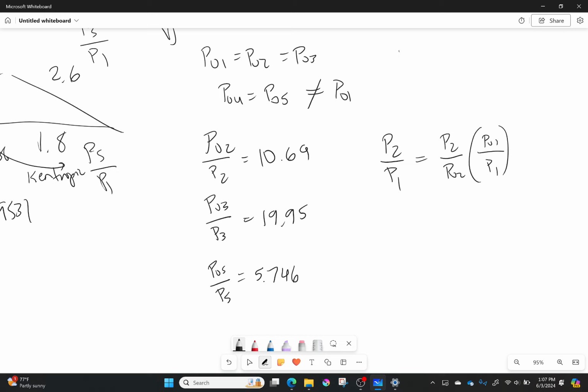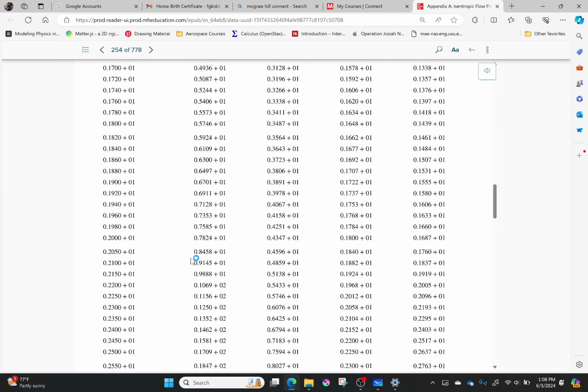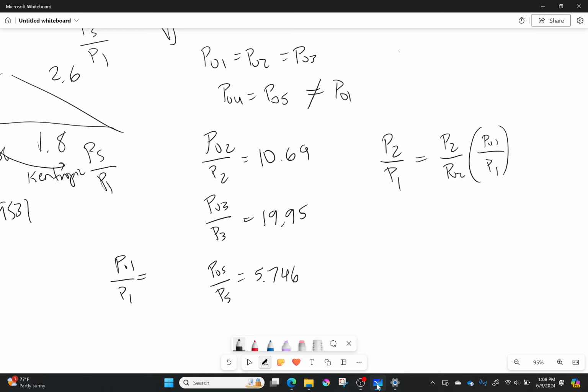So one other value to grab. P01 over P1, that's for a Mach number of 2. So Mach number 2 is right here. That would be 7.824, right there. That's the value I needed. Whoops, I forgot one, okay? Give me a break. Perfect.